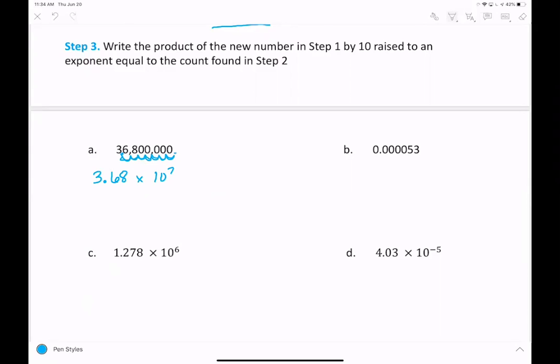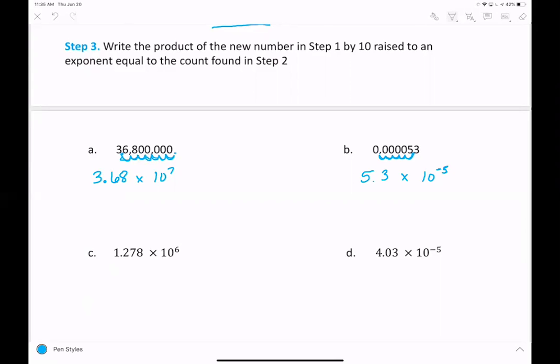Here we have a decimal. We're going to move the decimal until we find a number between 1 and 10. That is going to be 5.3 times 10. This number is very small, less than 1, so it's going to be a negative exponent. We're going to count 1, 2, 3, 4, 5, so it will be a negative 5.